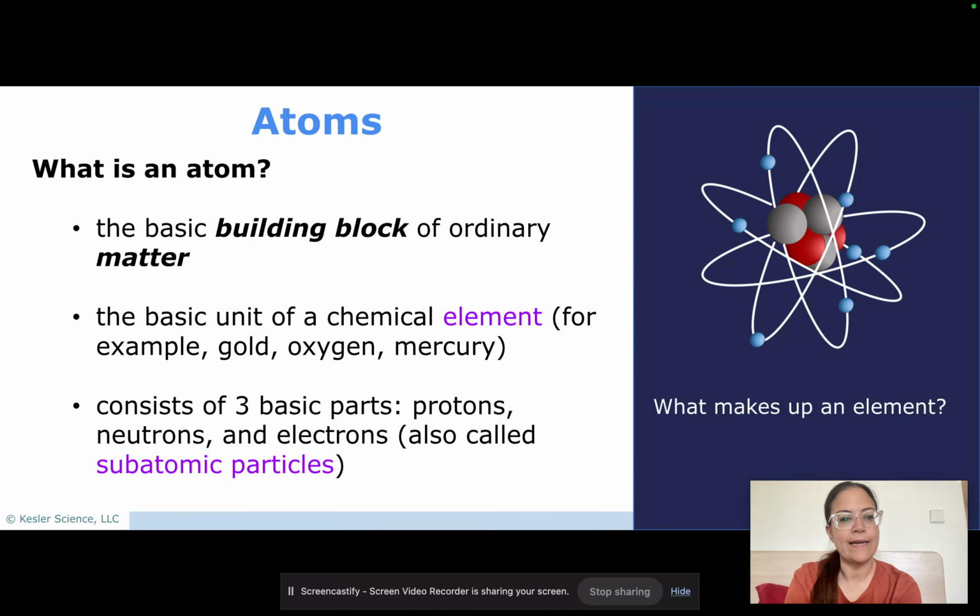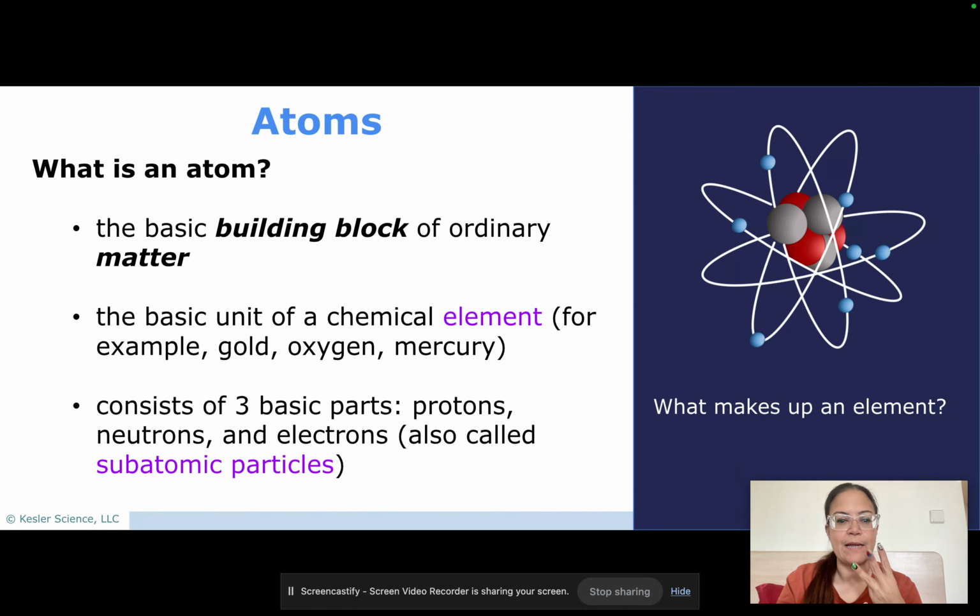All right, so first of all, what is an atom? It's really basic. It's the basic building block of ordinary matter. So if you want to think of all the matter in the world like a Lego set, an atom would be one individual Lego block. And we can have them by themselves, we can put them in different combinations to make new things, or we can just have one atom, alone. The basic unit of a chemical element, so for example, gold, oxygen, mercury, iron, potassium, there's a whole list of elements, and we'll talk about the table that those are on in a couple of weeks.